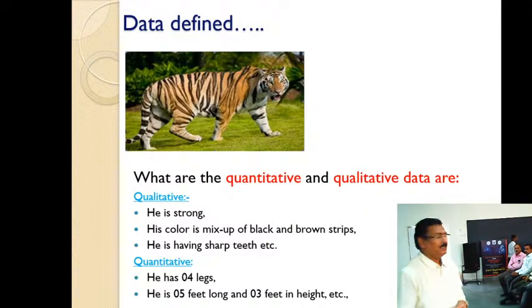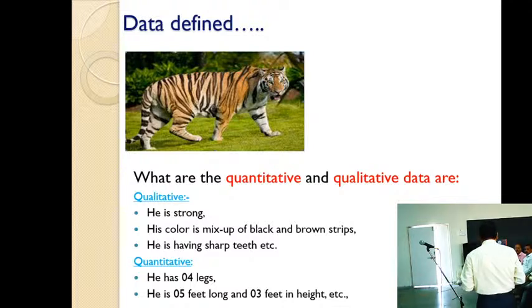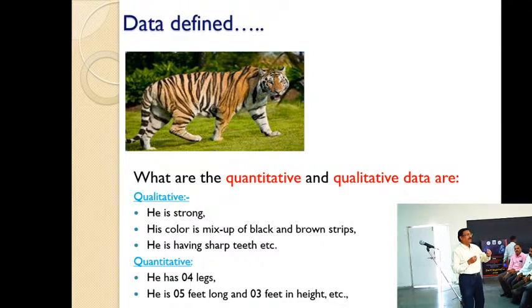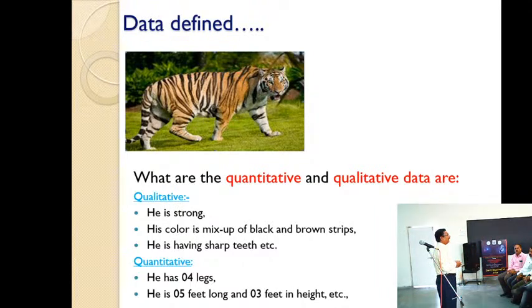Now, this is a very, very important slide. Please look into this. How are you going to make the data? The data are quantitative and qualitative. First, you have to make your own classification of whether the data I am collecting is quantitative data or qualitative data. Whether you are working on quantitative data or on qualitative data.